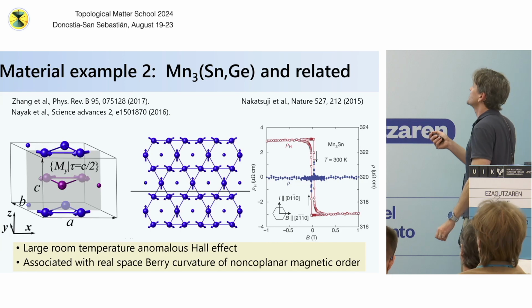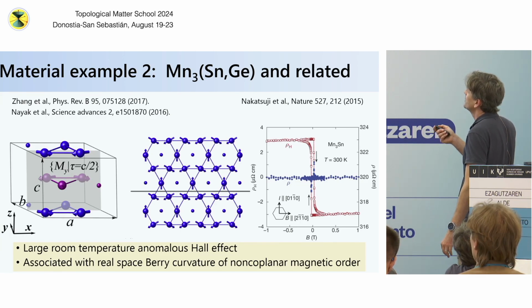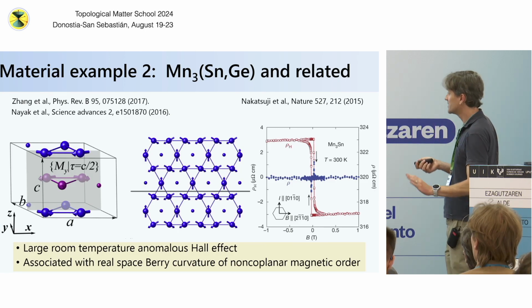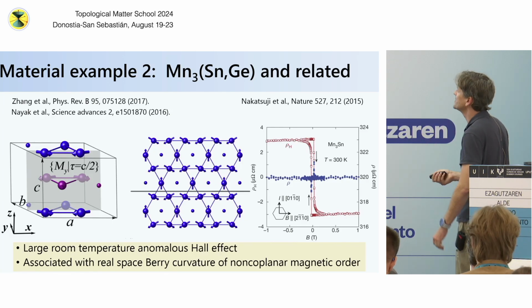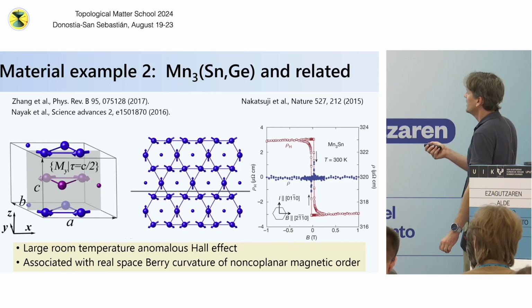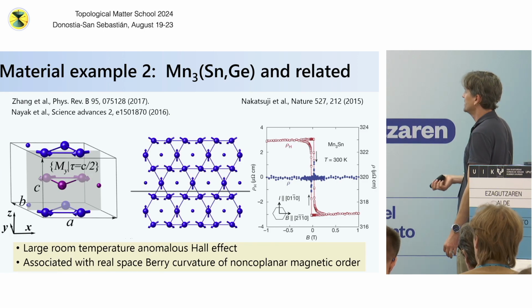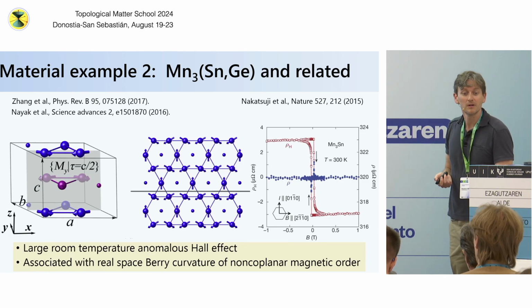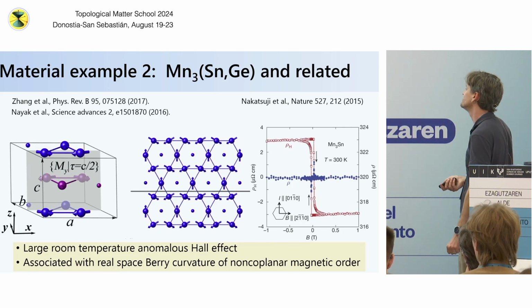And so another example of moving beyond the stuff I was talking about earlier: there's a substantial body of work looking at Kagome systems that are magnetically ordered, but in a non-coplanar spin texture, so manganese-3 tin or manganese-3 germanium, and there's other related compounds. These systems have a very complicated magnetic texture in real space, which gives you this real space Berry curvature that Alan introduced a bit, which can then also drive a large anomalous Hall effect. And so these systems show a really large anomalous Hall effect even at room temperature.